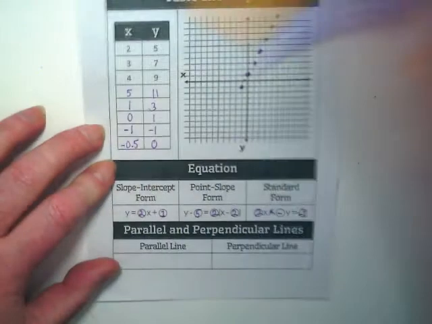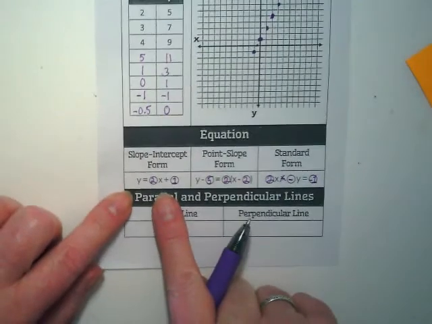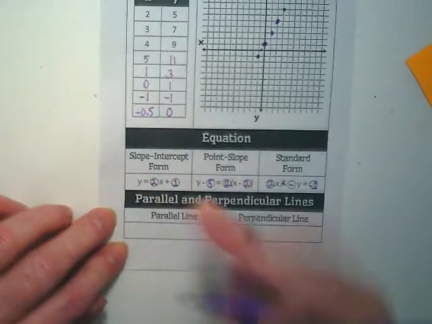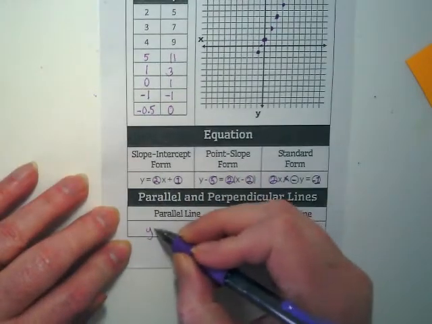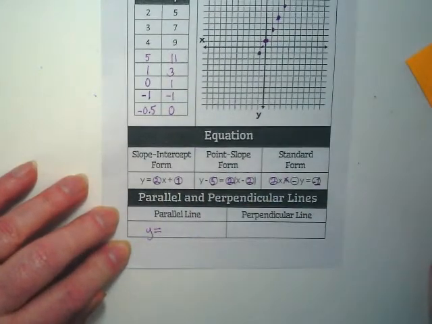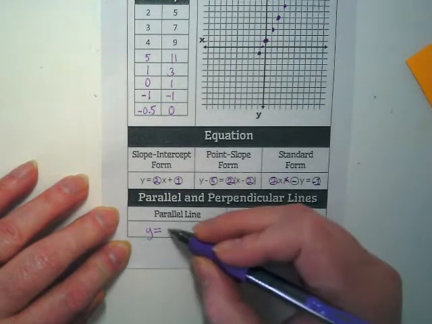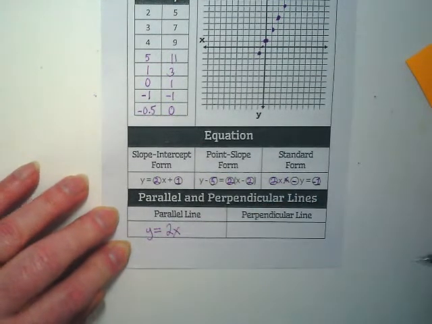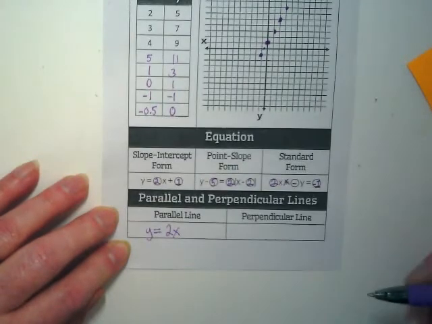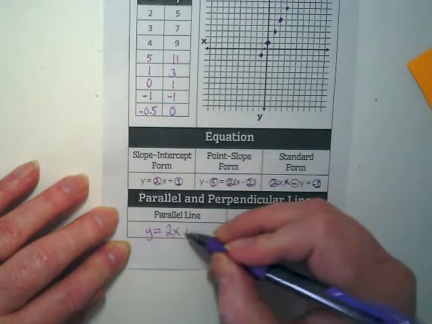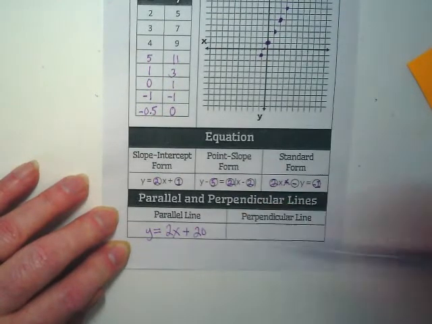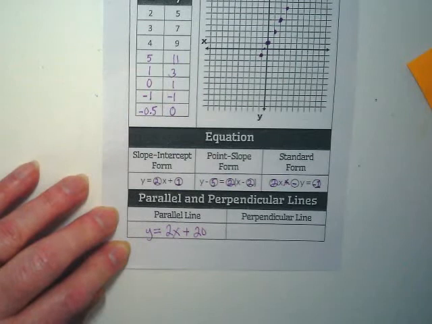Can I find a parallel line to this equation? What stays the same? So y equals 2x. I'm just going to change the y-intercept. What y-intercept do you guys want to use? 20. Okay, Liam wants positive 20. You can use whatever you want.